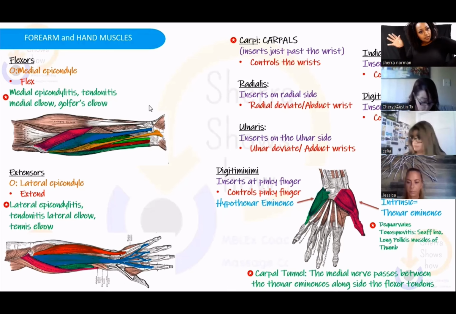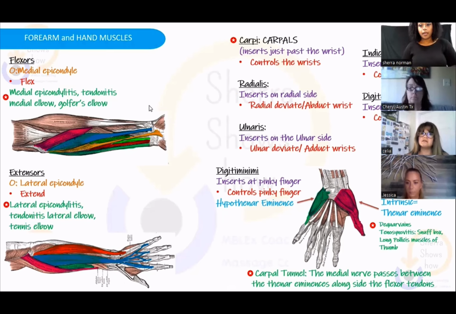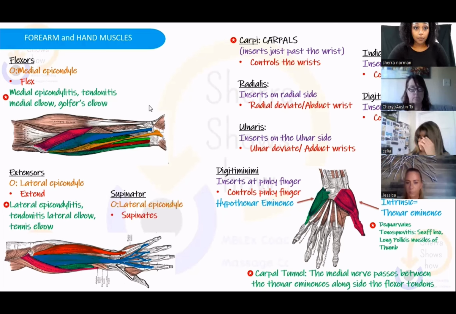Also, de Quervain's tenosynovitis, snuff box. If you guys remember, we have an anatomical, literal snuff box right here. That's where the long pollicis muscles pass through. This is where you get de Quervain's tenosynovitis. Okay, mommy thumb, if you will. Mothers get this a lot dealing with babies and whatnot. Okay, so 2 points right there. You definitely want to remember.